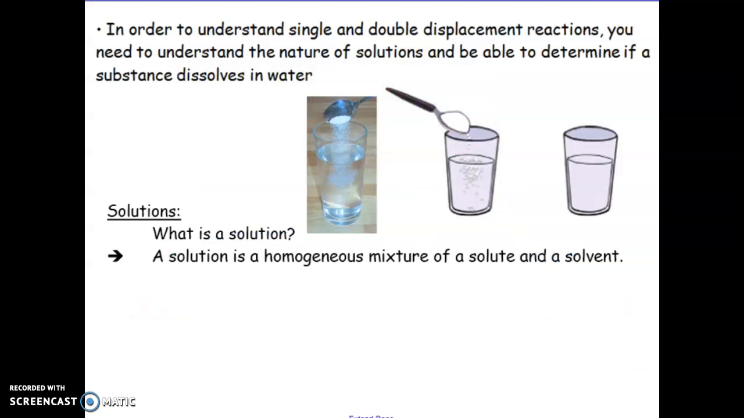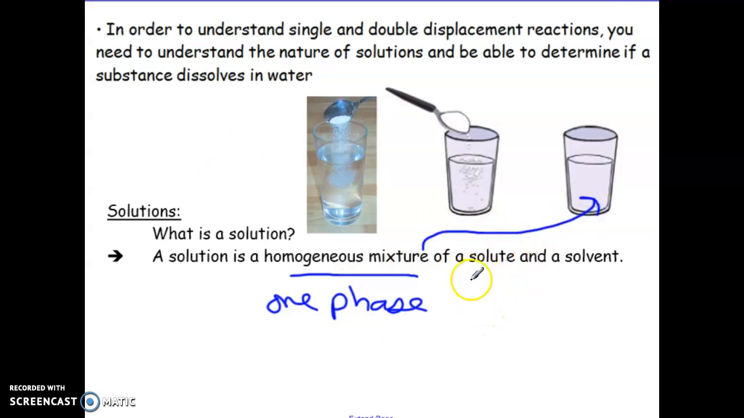Okay, so let's talk about this next piece. When we're looking at single and double displacement reactions, we're going to come across, and we've already seen it a bunch, the term solutions. It's important to know what we mean when we say that. This goes back to talking about mixtures. A solution is a homogeneous mixture, which means it's seen as one phase. We can't see the difference in what is dissolved in there.